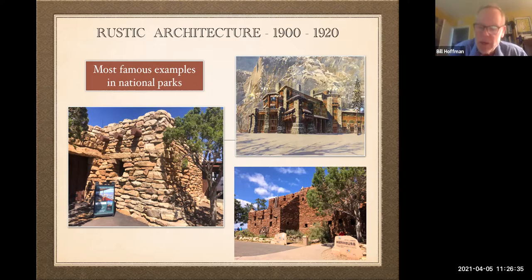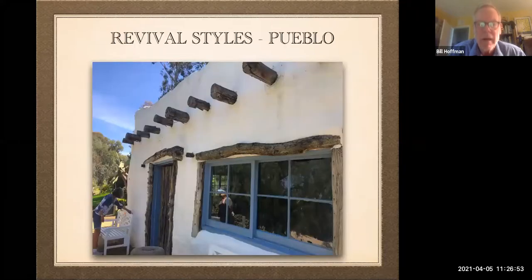The hotel on the top right is the Ahwahnee Hotel in Yosemite National Park, obviously made out of stone, reflecting the beautiful granite that is found in Yosemite. Gorgeous rustic architecture. Here's the Pueblo revival that I was talking about. The projecting vigas are supporting elements of the roof, and these are found throughout New Mexico, Arizona, Colorado, California, and some in southern Nevada.